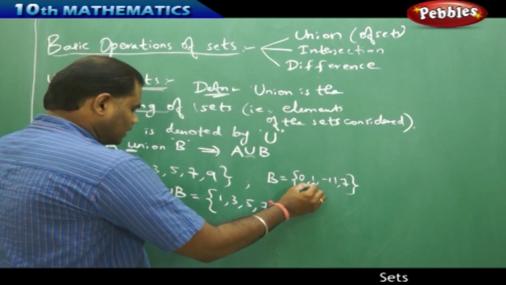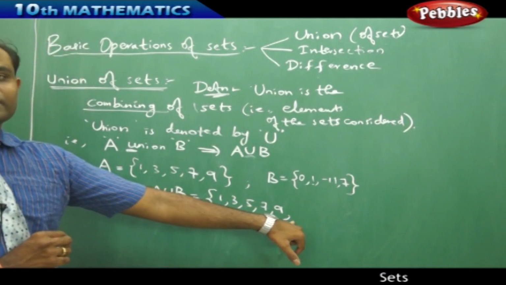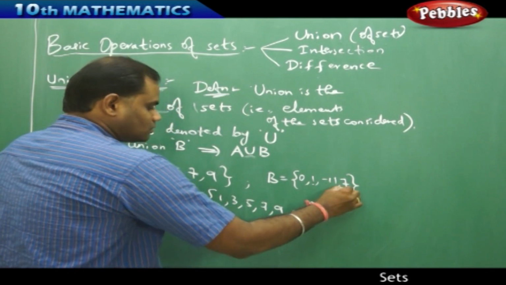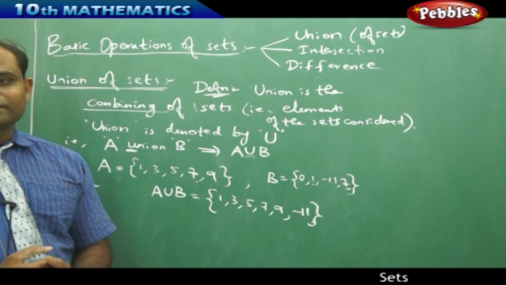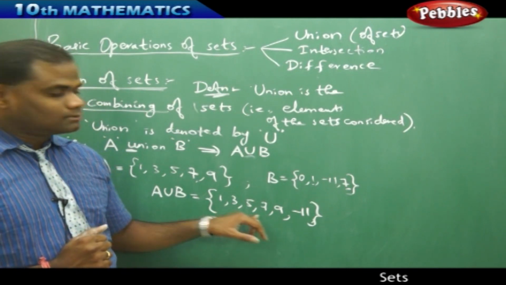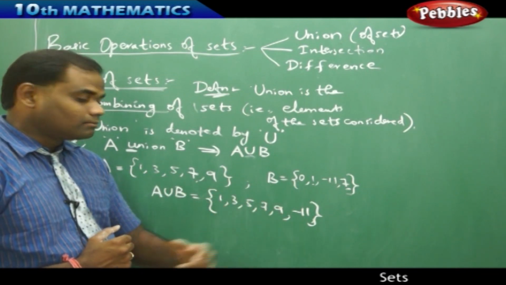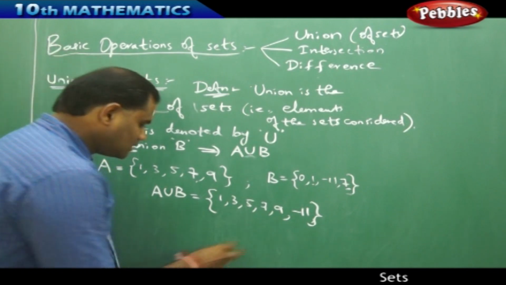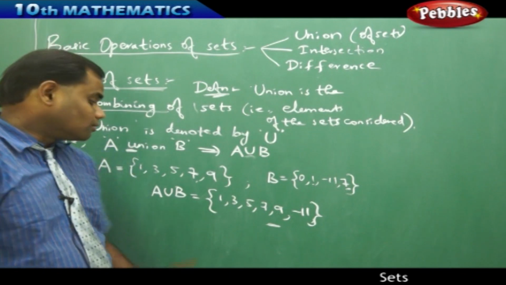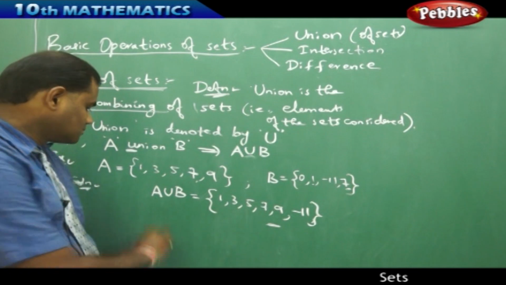Similarly, when two elements are repeated in both the sets, I write one common element. Therefore, when I have 1 which is also there in this, I write it only once. Already written, I don't write it again. Then comes -11. Similarly, 7 also is repeated here, so I do not write it. So the repeated elements are taken only once. Therefore, my combined elements of A and B are 1, 3, 5, 7, 9 and -11. This is the union of two sets A and B.